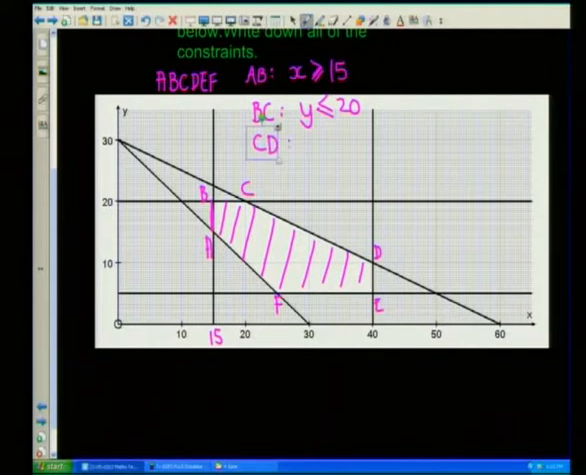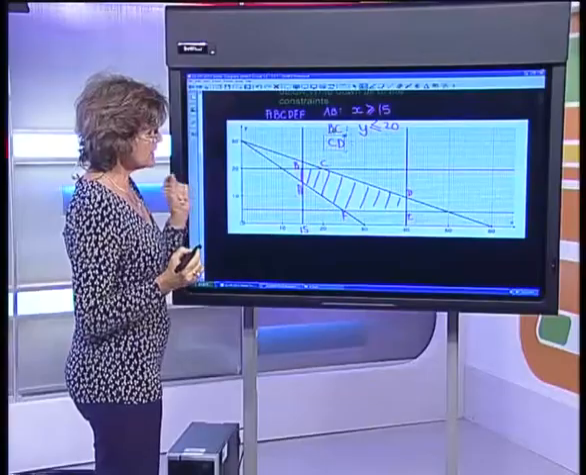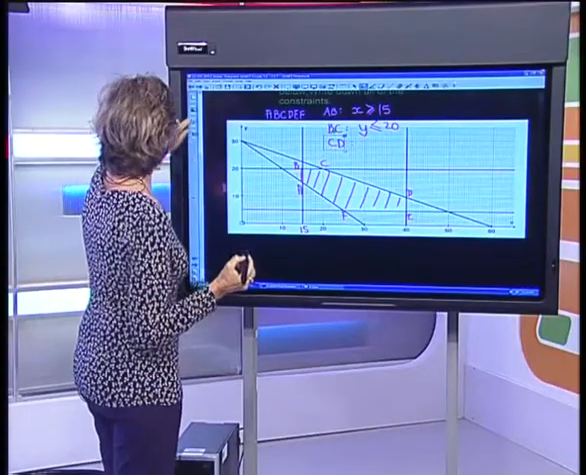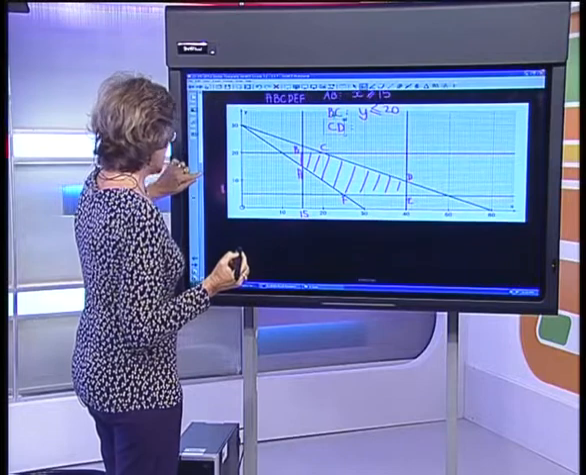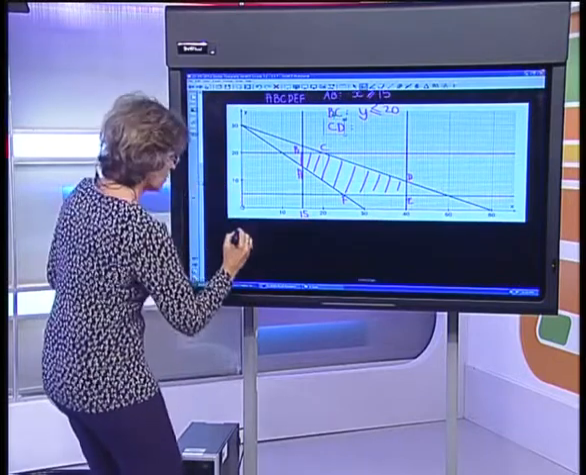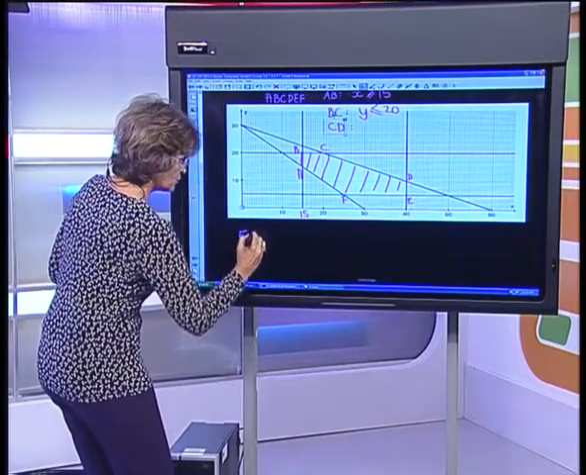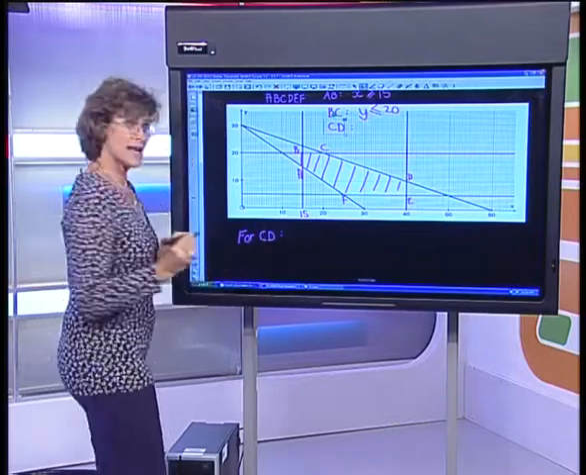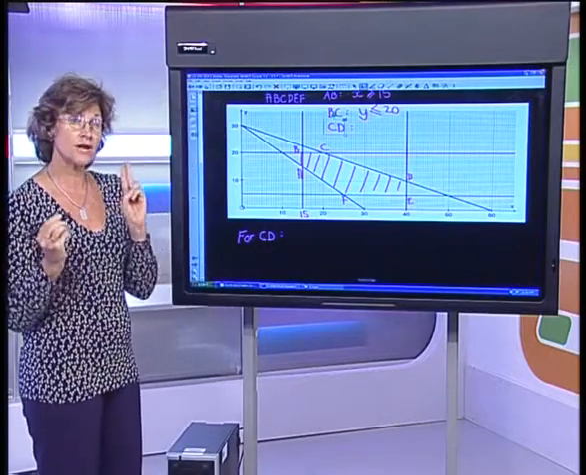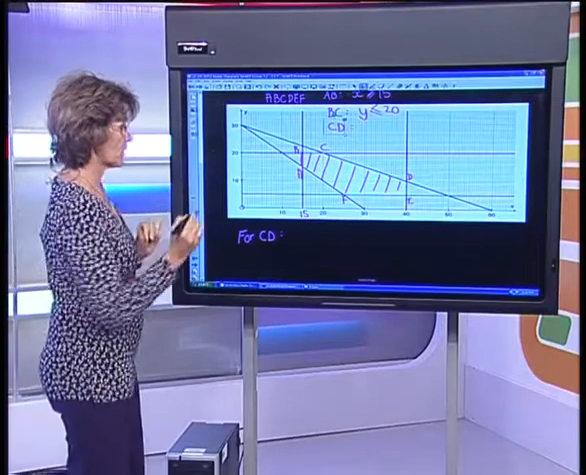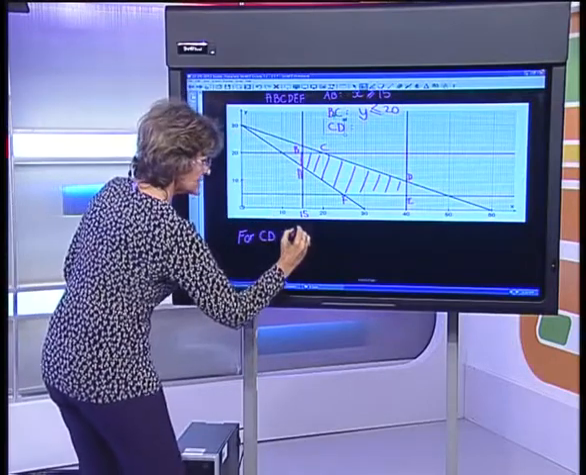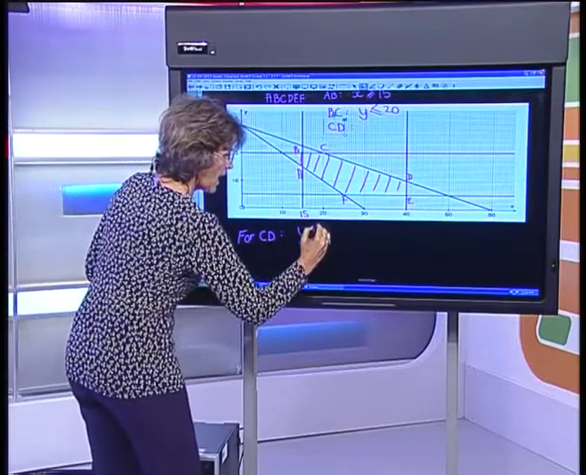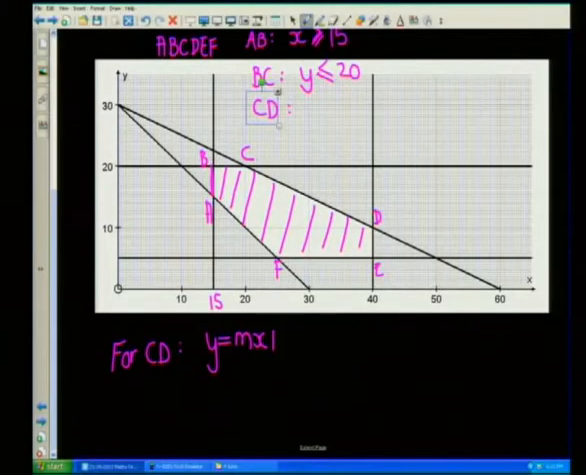Now C to D, you can see, is a skew line. So I'm going to need to work a little bit harder from C to D. Now let's just go down here and have a look at what we're going to have to do. Now, guys, I'm going to show you two ways, and you're going to have to decide which way you prefer. I know that CD is of the form y equals mx plus c. It is a straight line, okay?